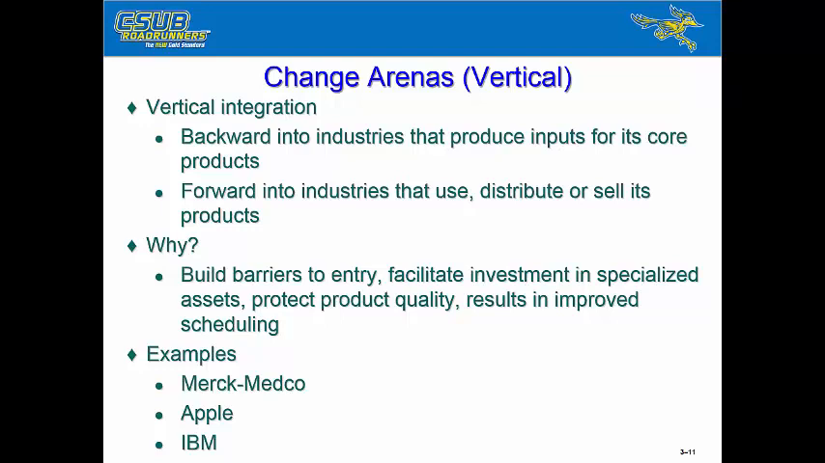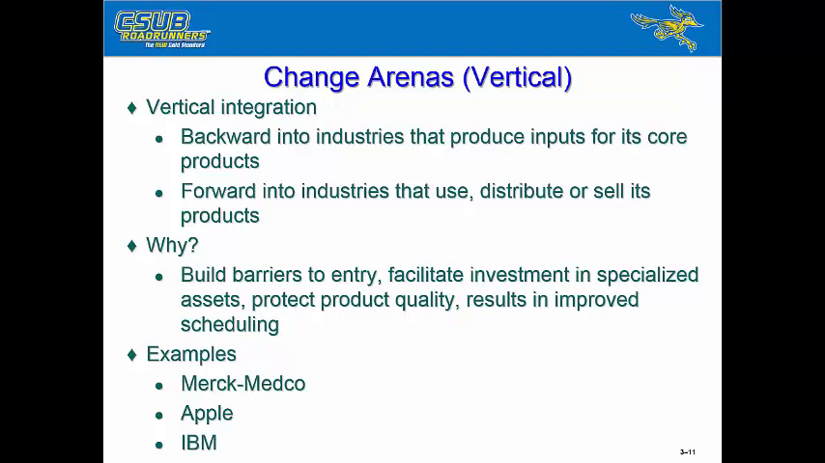If you control all the different parts of the value chain, you can control when they happen, and you can organize efficiencies in the scheduling of different activities. Some examples of vertical integration are Mgmt, Apple, and IBM.